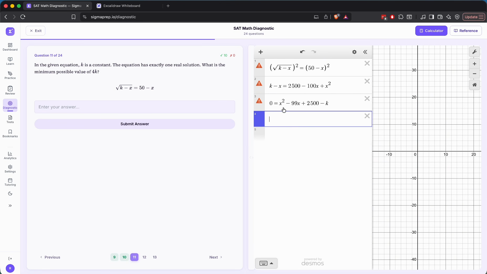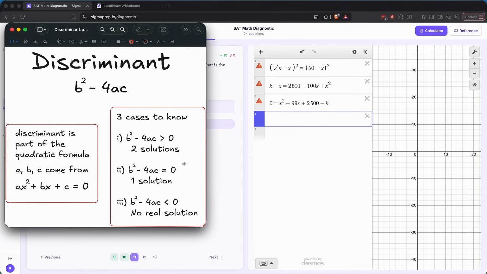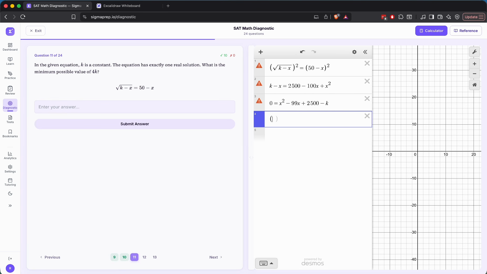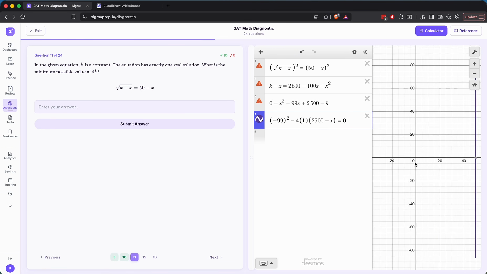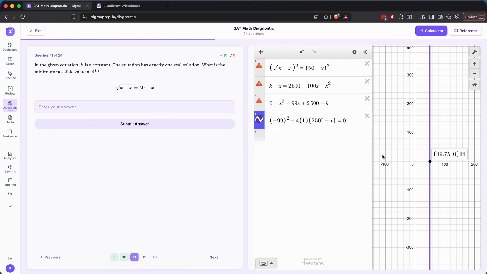So now I see my a is going to be 1, b is negative 99, and all of this is c. Back to our discriminant. This one says one real solution, so we want to take b squared minus 4ac and set it equal to 0. So it's negative 99 squared minus 4 times 1 times 2,500 minus k equals 0. Remember, we won't solve it because we're using k. Change that to x. Zoom out. Here's our answer: 49.75 is what k is.